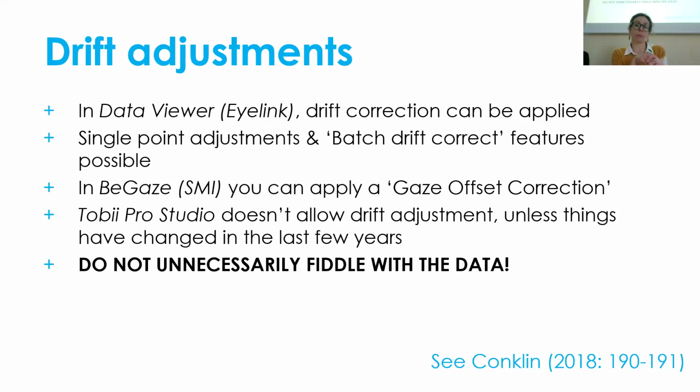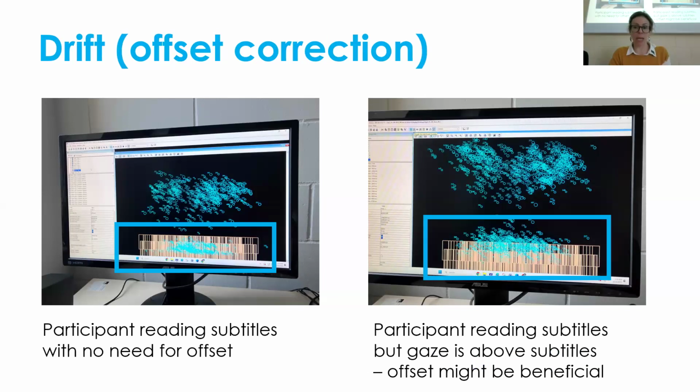But I'll show you a case in which it is warranted to do that, because the drift was substantial and consistent throughout the trial. On the left, this is one participant where you can see clearly that both lines in the subtitle are being read. These are aggregated areas of interest. It's a view for one participant with all of their fixations on the image and on the subtitles.